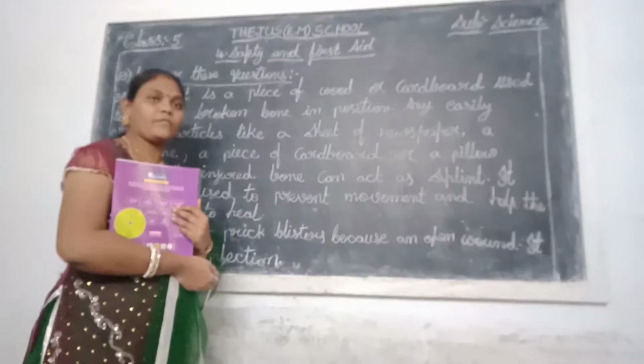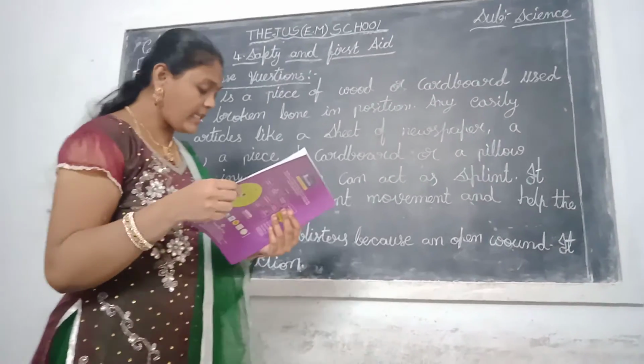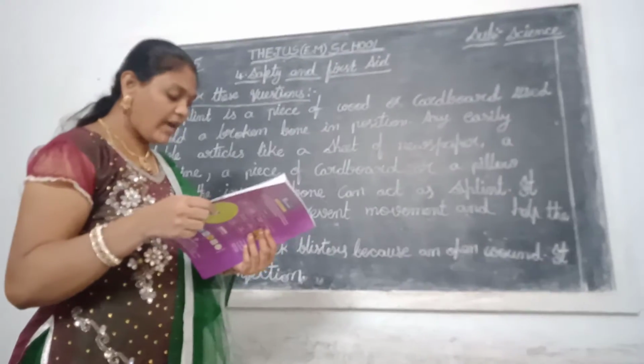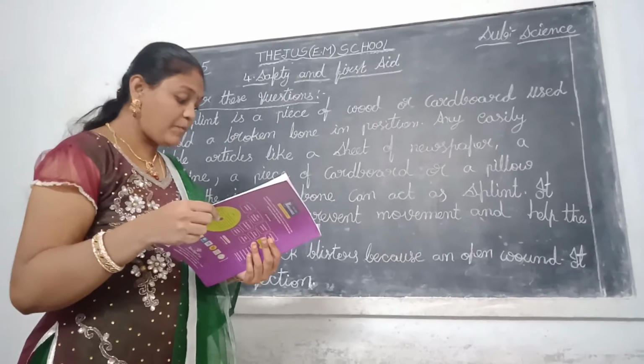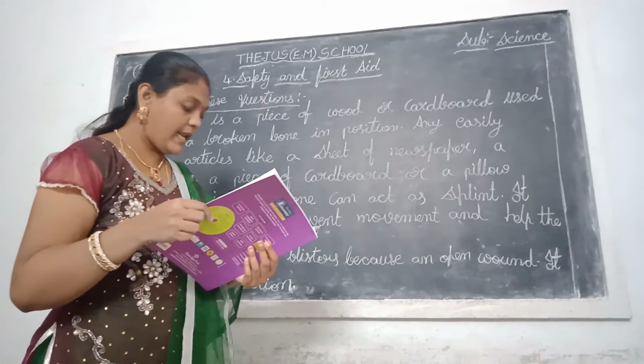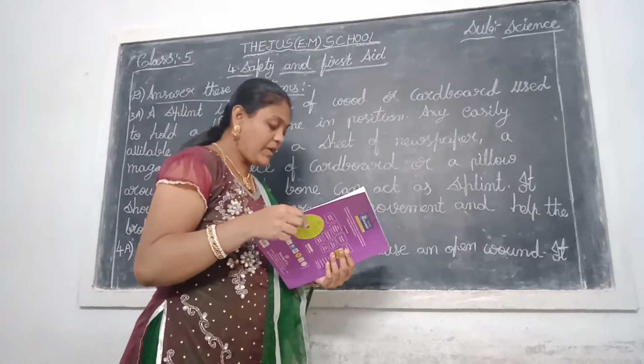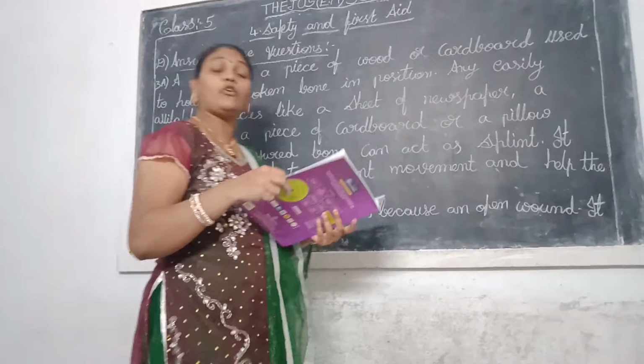See now third question, children. What is the third question? What is a splint? How and why should it be used? Already before I explained the short answers. In that way, the splint question again. Okay, what is a splint? How and why should it be used?